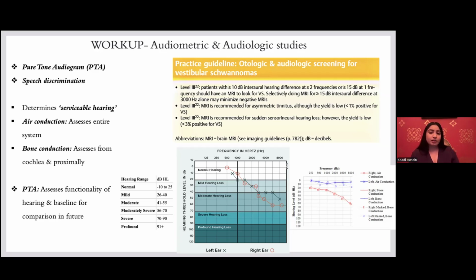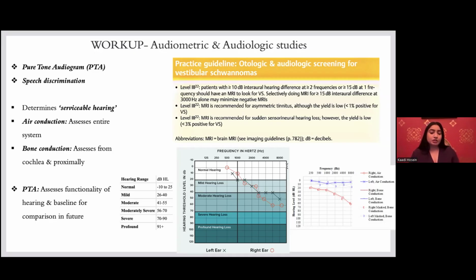Now, progressive unilateral asymmetric sensorineural hearing loss of high tones occurs in more than 95% of vestibular schwannomas, even though this high-frequency hearing loss happens to be the most common type of hearing loss associated with age or with noise-induced sensorineural hearing loss. It's usually symmetrical.